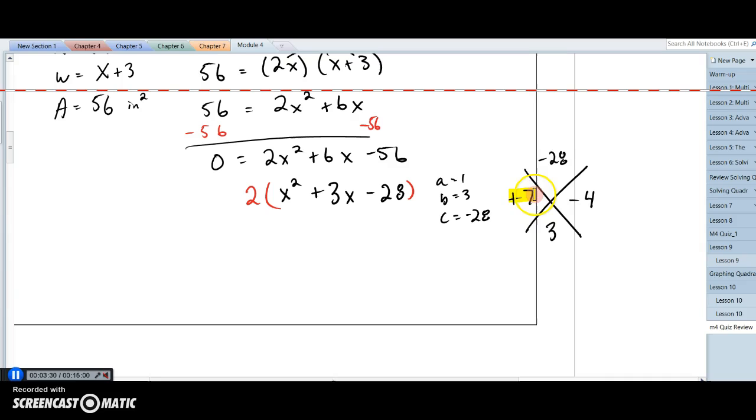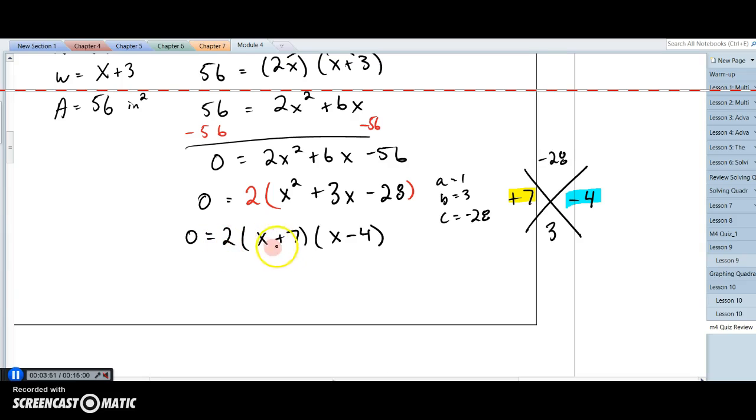So I know that 7 is going to be part of my factor, and negative 4 is going to be part of my other factor. So I know that 0 equals 2 times x plus 7 and x minus 4. Those are my two factors.